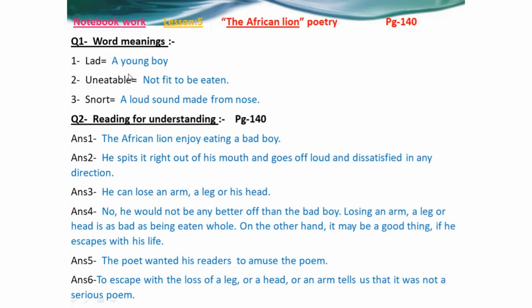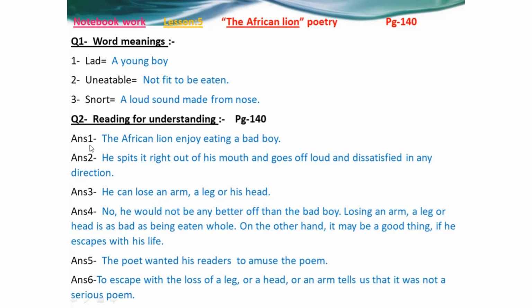Okay, so let's start with number 3. Number 3 is snort. What is snort? A loud sound made from the nose. Okay, now these were the word meanings, and we will start with question number 2, reading for understanding, page 140. So students, you see the questions are written in your book.